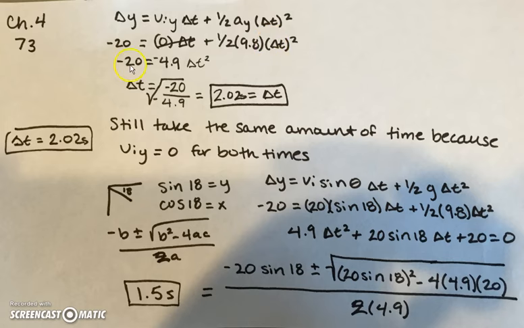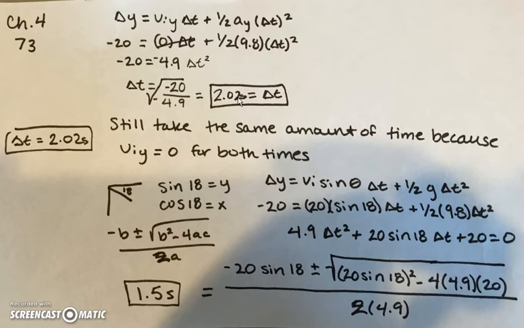So you get -20 equals -4.9 delta t squared. You divide by 4.9 on both sides, and then you take the square root on each side. -20 divided by -4.9 gives delta t squared, and then delta t is equal to 2.02 seconds.